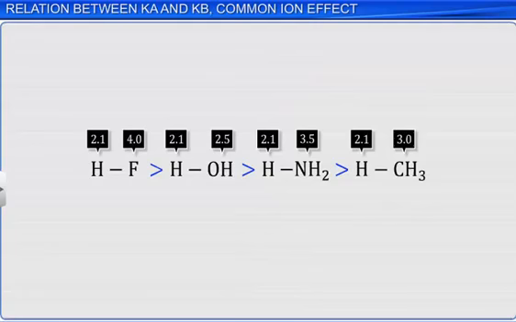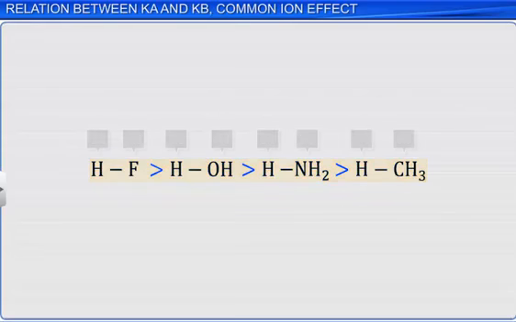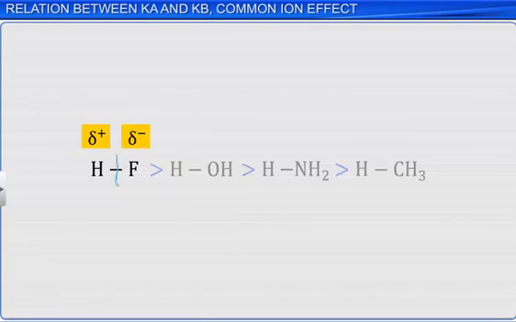For instance, the order of acidity of HF, H2O, NH3 and CH4 is HF > H2O > NH3 > CH4. The HF bond, because of its greater polarity, has less bond dissociation energy. This qualifies it to be stronger than the other given molecules.